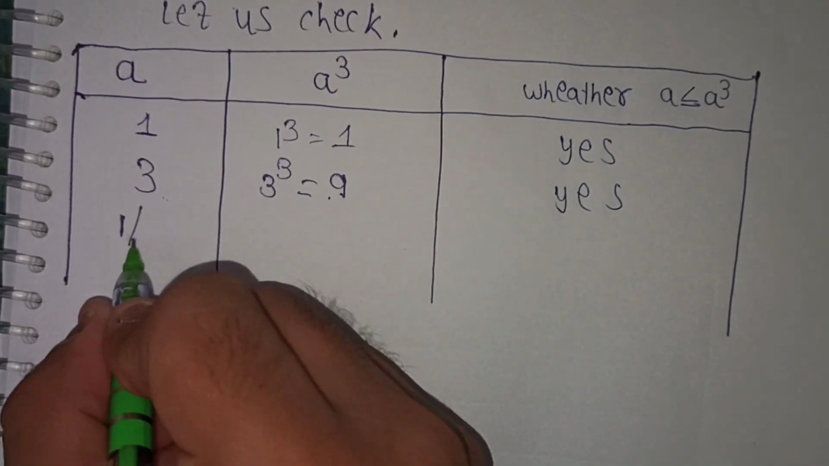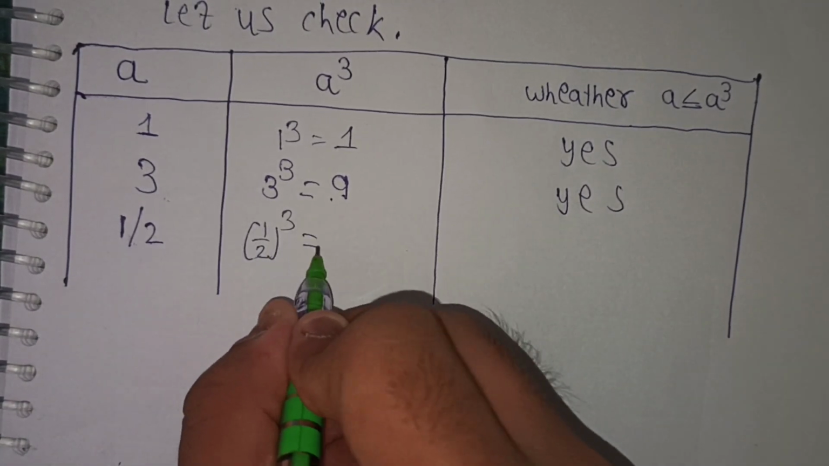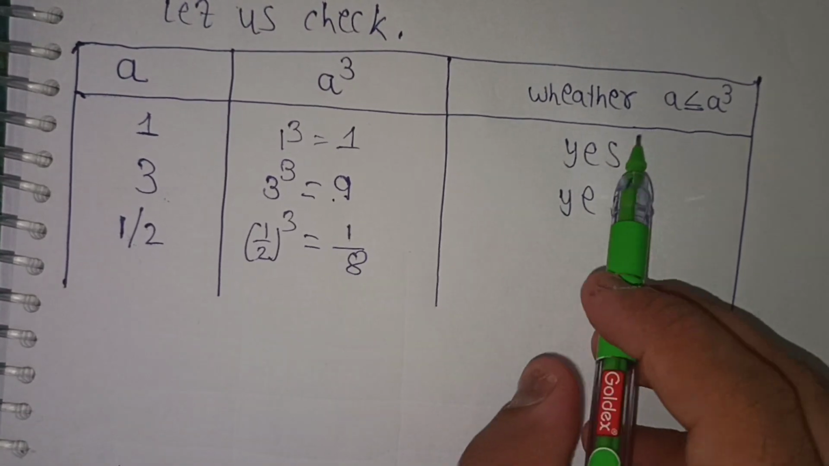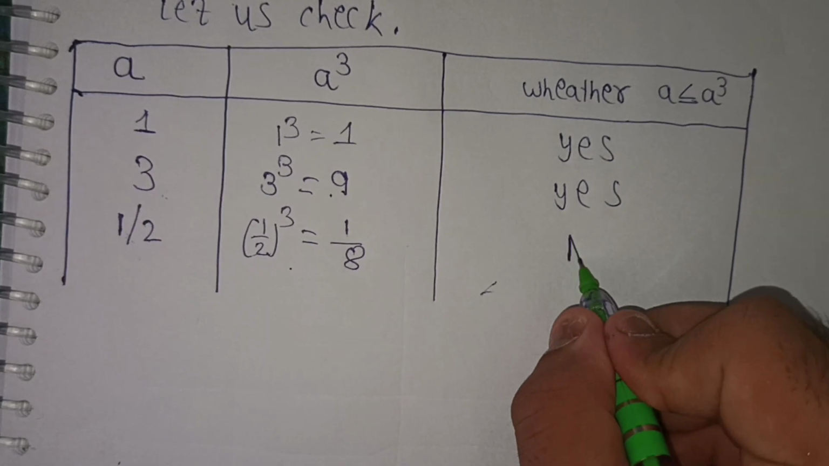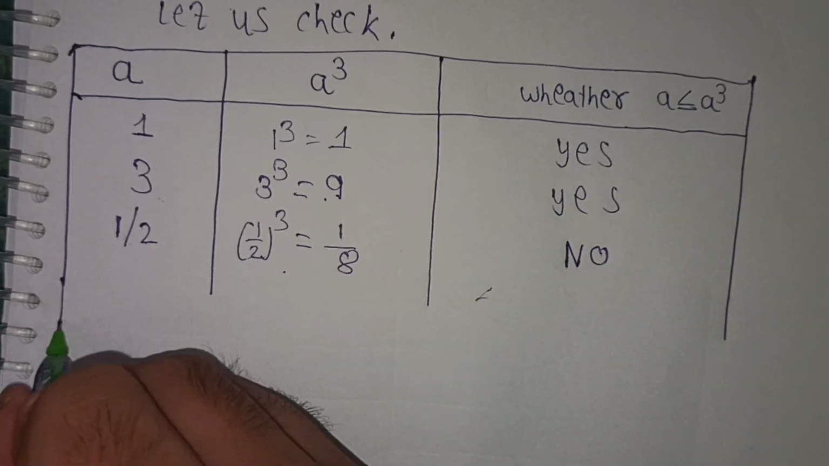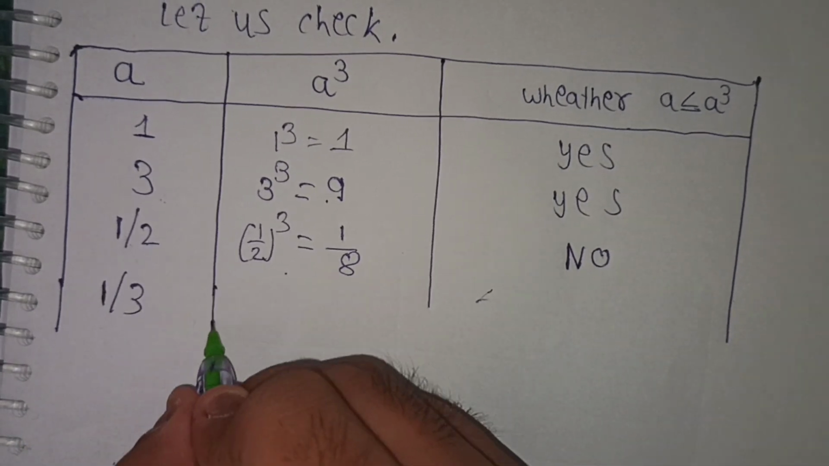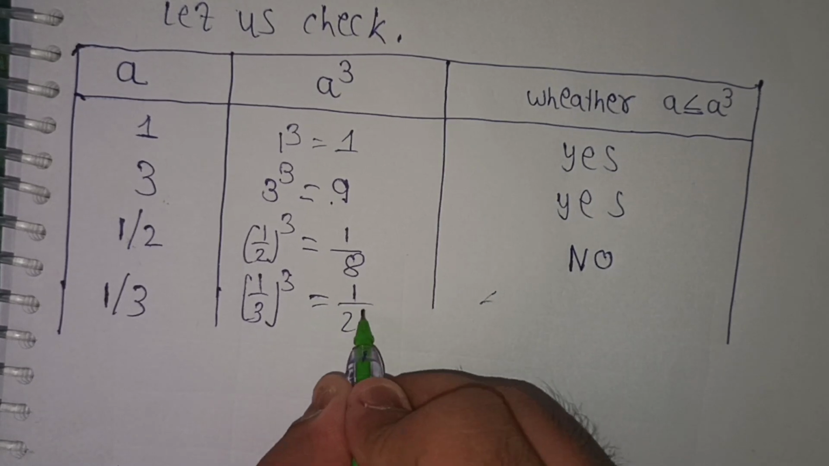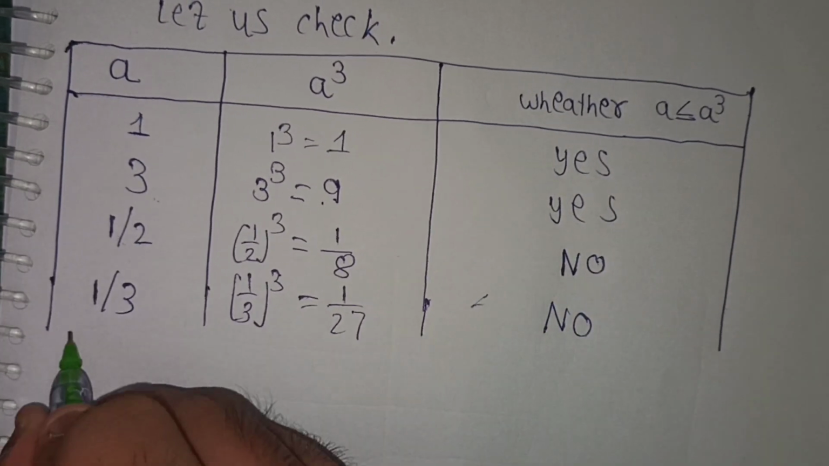Now we will take a as 1 by 2. So (1/2) cube will be 1 by 8. So here a is not less than or equal to a cube. So this is not true. We will take one more example. Let a is equal to 1 by 3. (1/3) cube, which is equal to 1 by 27. Here also this is not true, so no.